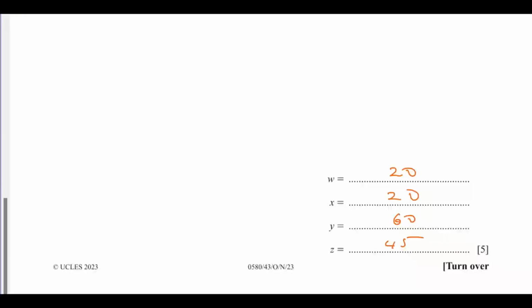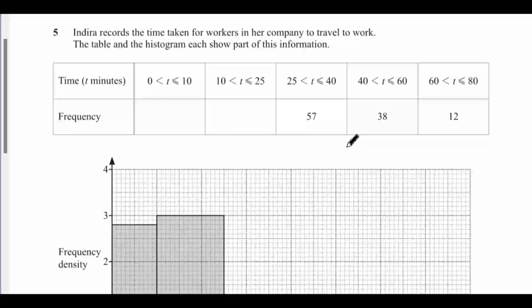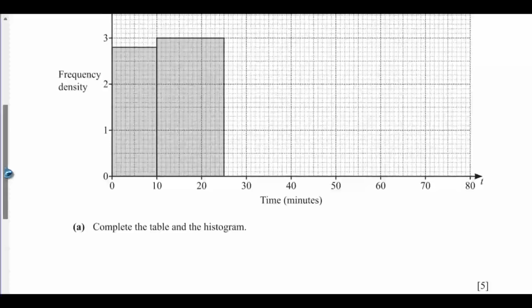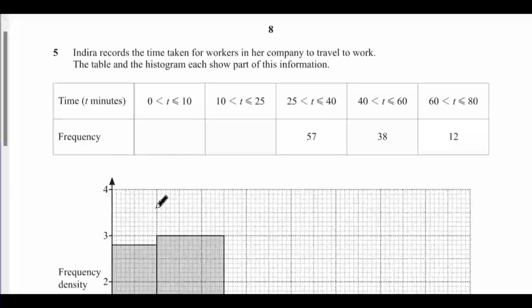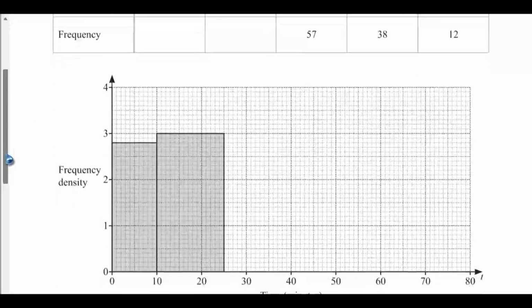That will be question 5. Question 5. Indira records the time taken for workers in our company to travel to work. The table and the histogram each show part of this information. Okay, so let's scroll down. Complete the table and the histogram. So here we need to complete this and this. So we need to get information from the histogram.